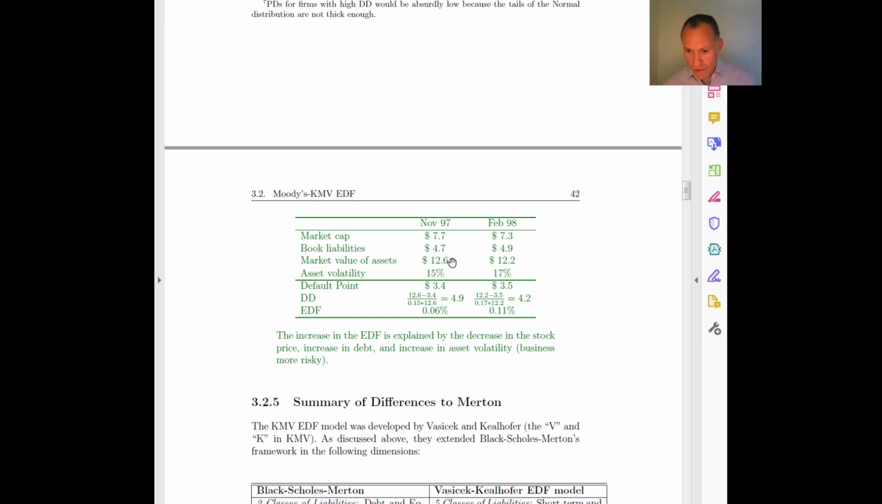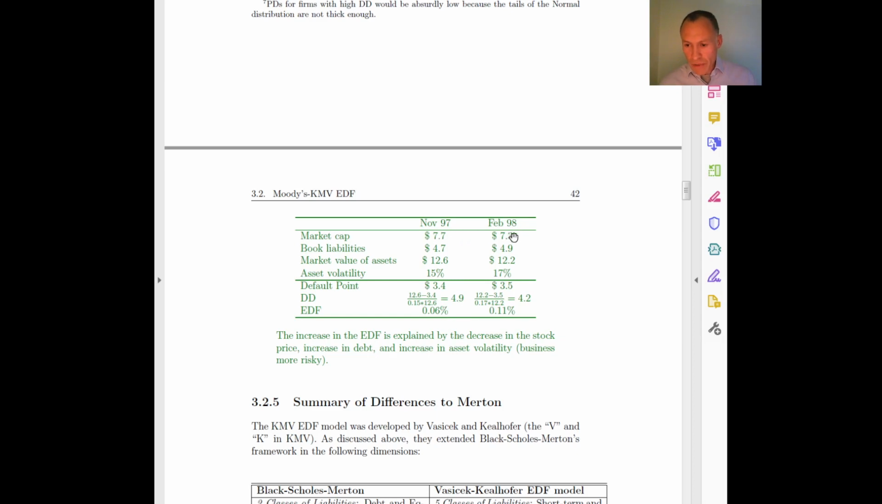So we estimate this value of the assets and this volatility of the assets. We can also compute the default point using the expression we had before, the short-term debt plus half of the long-term debt. And then the distance to default is the distance between the assets and that critical default point, standardized by sigma v0. That would be 4.9. Using their database, they assign to a firm that has a distance to default of 4.9 a probability of default of 0.06%.